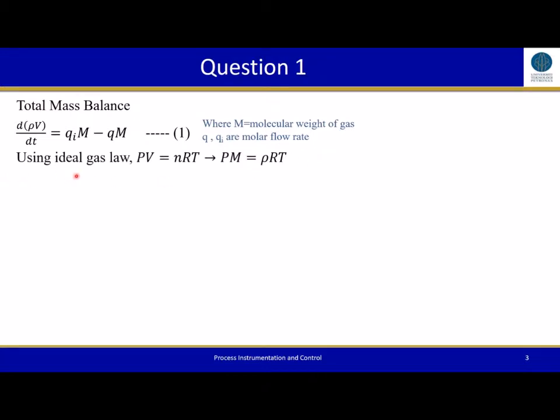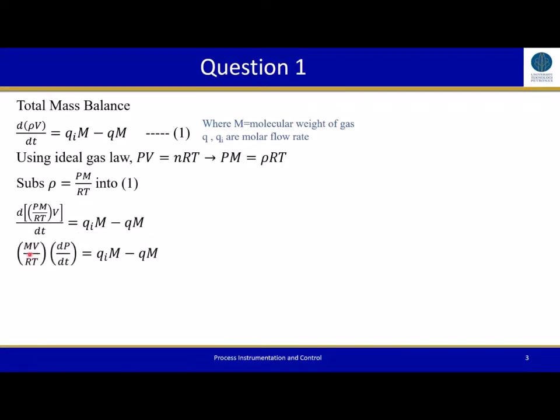We can now use our ideal gas law PV = nRT, and convert it to PM = rho RT. From that we can obtain rho = PM/RT, and now we can substitute it into equation 1. From that we get d(PM/RT), which is our rho, times V over dt, equal to QiM minus QM. M, V and RT are taken out of the differential term because they are constant. V is assumed to be constant at the very beginning.